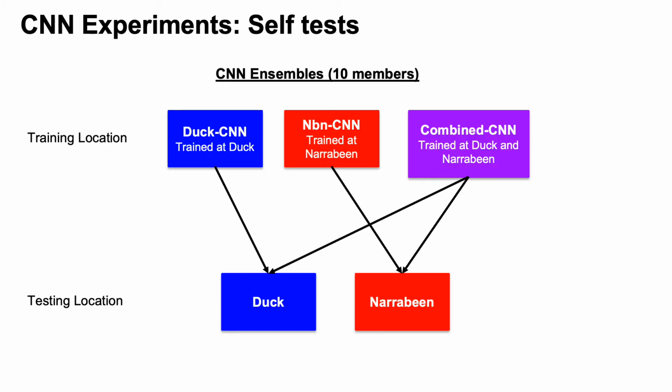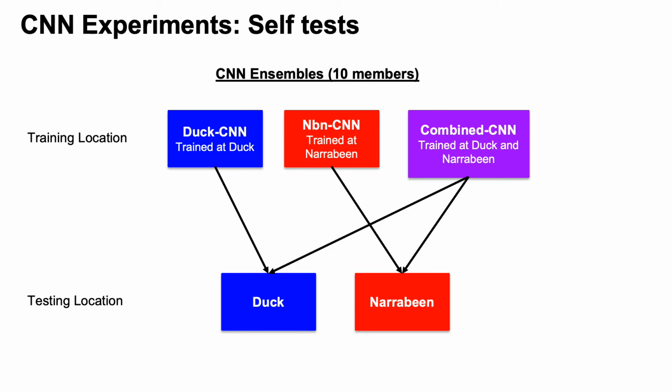The CNN experiments encompassed two different types of experiments, and the first were the self-tests. In the self-tests, the CNNs were trained and tested at the same location. So the Duck CNN was trained at Duck and tested at Duck. Narrabeen CNN was trained at Narrabeen and tested at Narrabeen. And then I had a combined CNN. In the combined CNN, half of the dataset was from Duck, so 1,500 images from Duck and 1,500 images from Narrabeen, and it was tested at both locations.